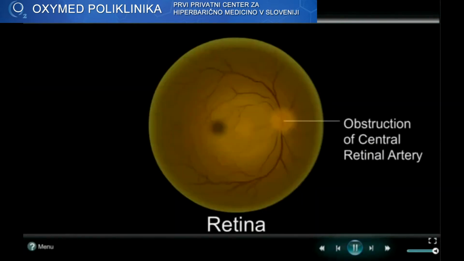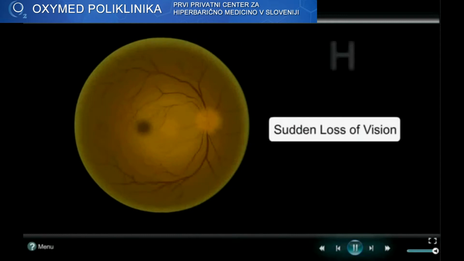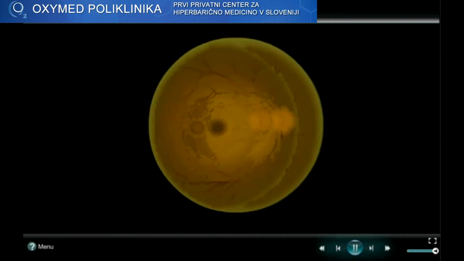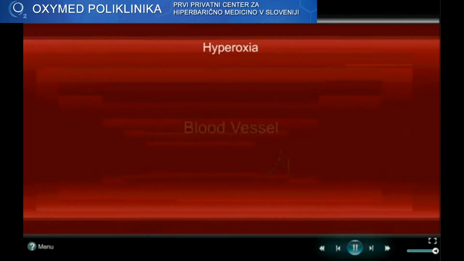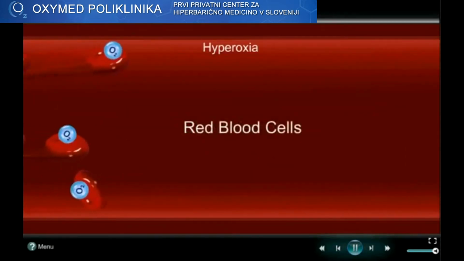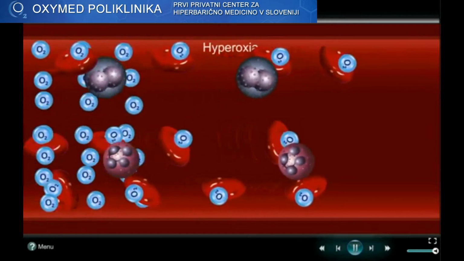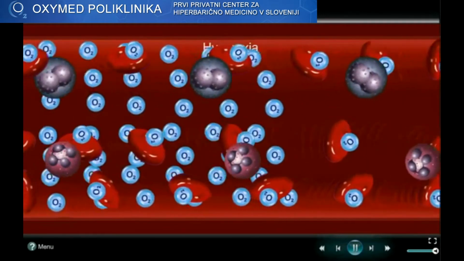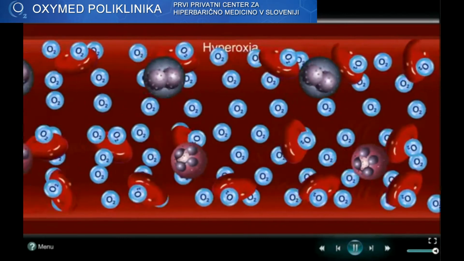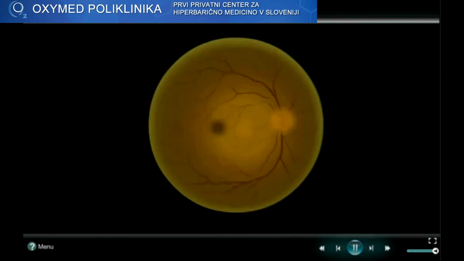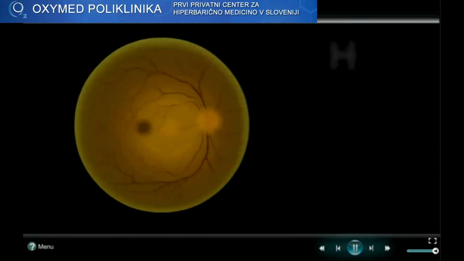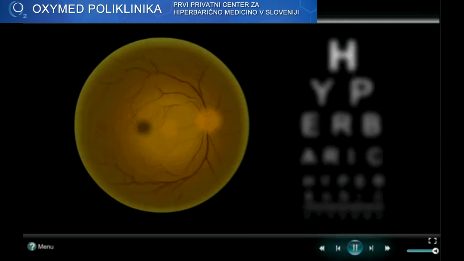The central retinal artery is a blood vessel which supplies blood to the eye. A sudden loss of vision occurs when this blood vessel is obstructed. Hyperbaric therapy increases the oxygen concentration and dissolves oxygen into the blood, resulting in wide oxygen distribution. This allows oxygen to reach the retinal layer of the eye through other blood vessels. In patients with cilio-retinal artery, an additional artery of the eye is present. Increased oxygen reaches the retinal layer faster, thus leading to rapid healing and return of vision.